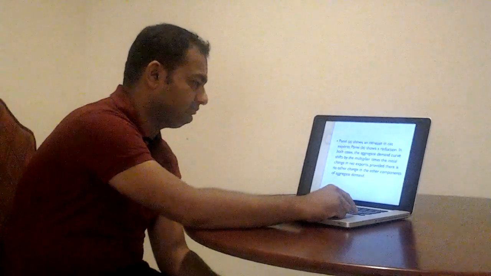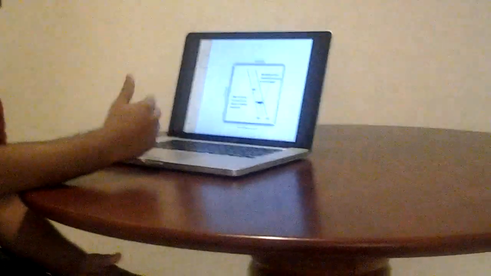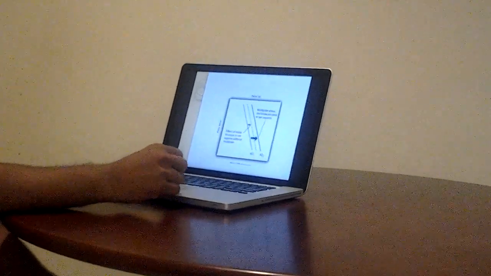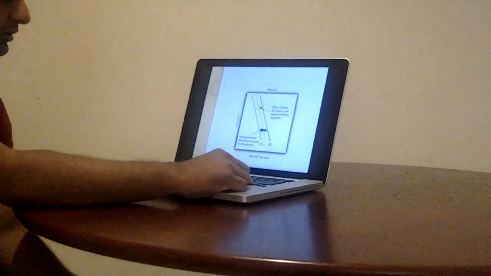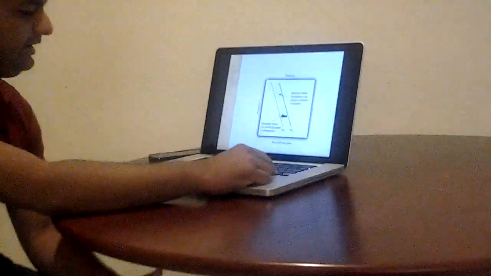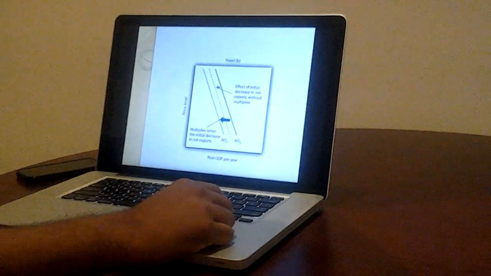Net exports and aggregate demand. When we speak about net exports and aggregate demand, aggregate demand depends on net exports, because when we have aggregate demand, the demand curve is shifting right by the multiplier times the initial change of net exports. And if you see, when real GDP per year is decreasing, this multiplier times decreases the net exports.